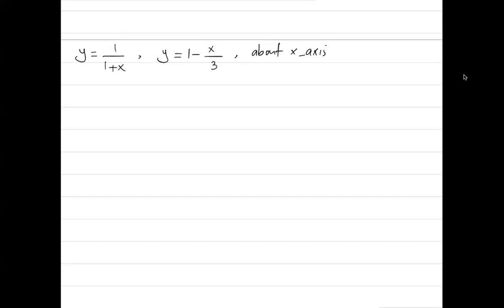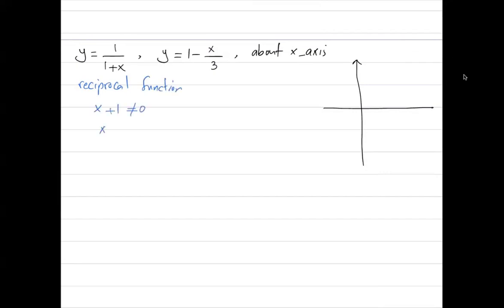The very first step is to visualize this. What are we dealing with? Here you have 1 over 1 plus x. This is a reciprocal function. For this function, x plus 1 cannot be equal to 0. If you set x equals -1, you get a vertical asymptote. So x equals -1 is a vertical asymptote. And when you plug in 0, the y value becomes 1. So the behavior of the graph is similar to this.